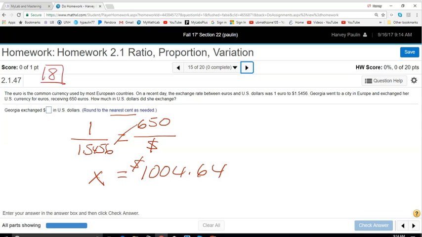My daughter lives in Europe, so we do an exchange every once in a while.